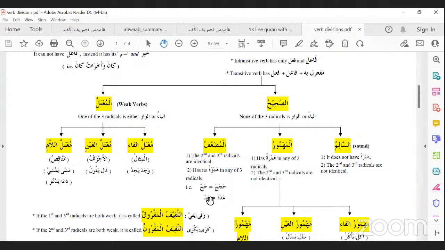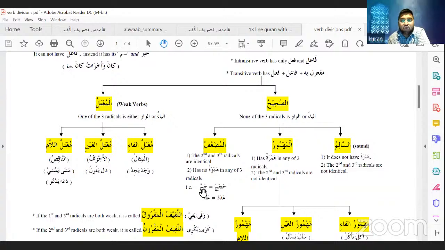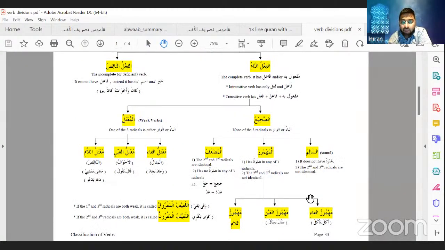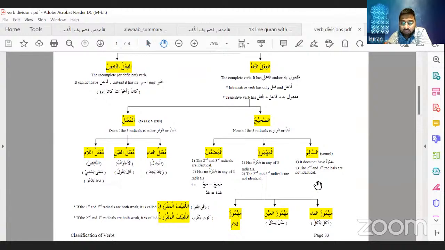Okay. When the shadda has been put, due to the second and third radical being identical, it's called mudha'af, or mudhaf: mim, dhad, alif, ain, fa. That's the other word for mudha'af. Continue, sister. Next one, mahmuz. So salim is where the second and third radicals are not identical. That is the first category.